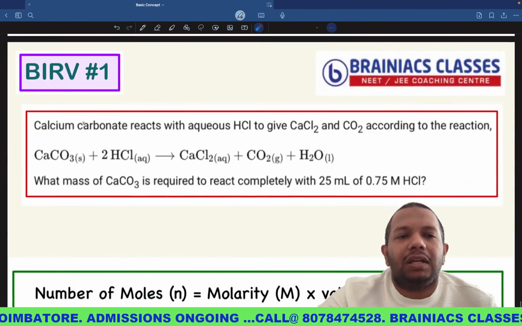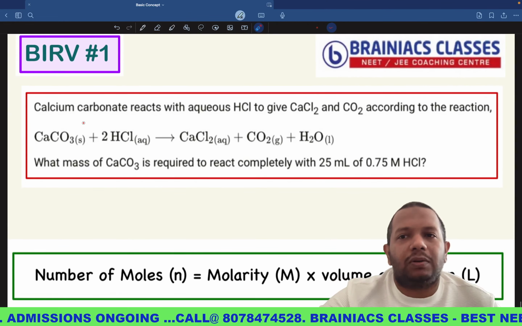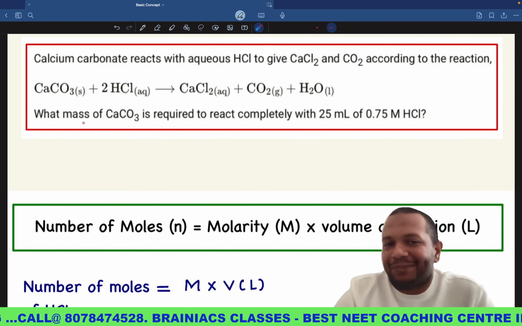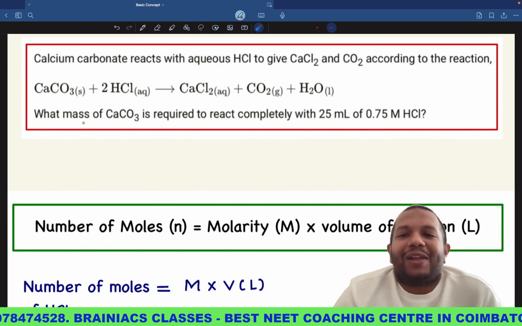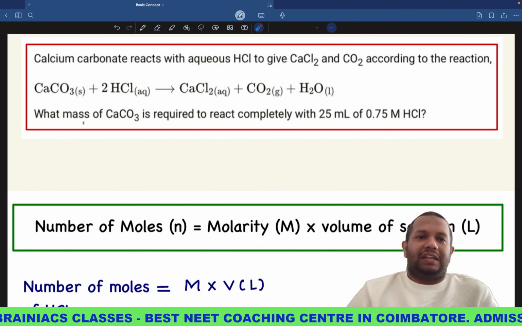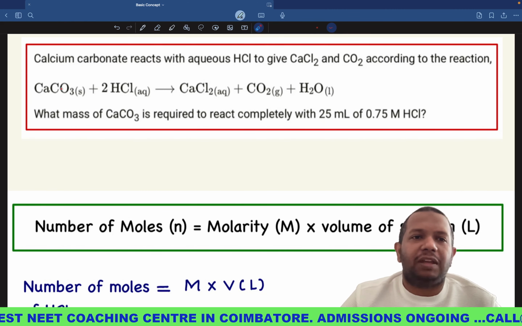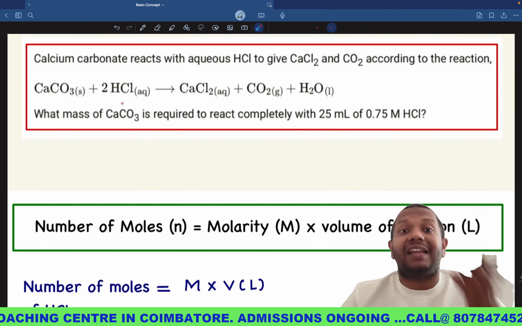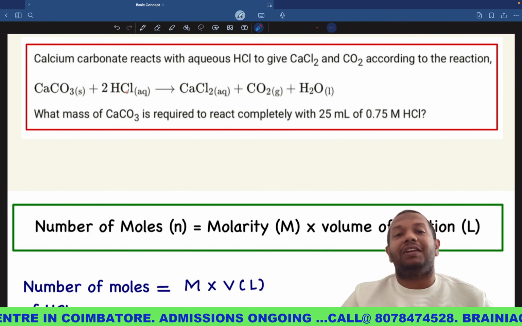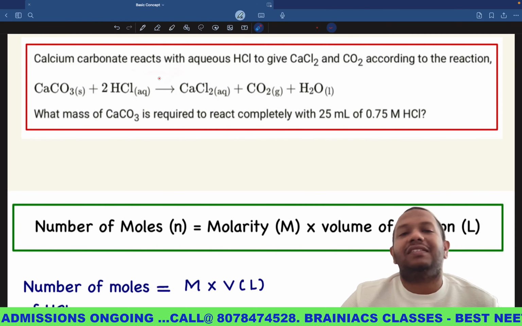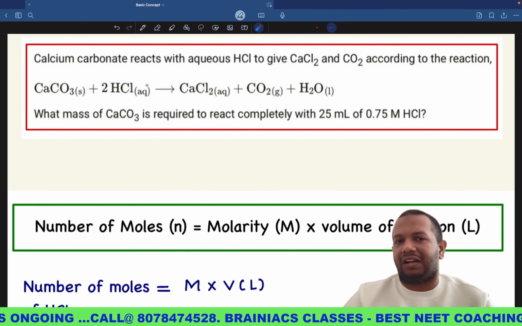Okay, now comes the most important question that came for NEET, already came. We have done this previously in our institute. Why it is very important is because here, if you read the question, we have an equation with calcium carbonate, and this is a direct question from NCERT. That makes me a little bit happy because this came for NEET and this is directly from the exercises of NCERT.